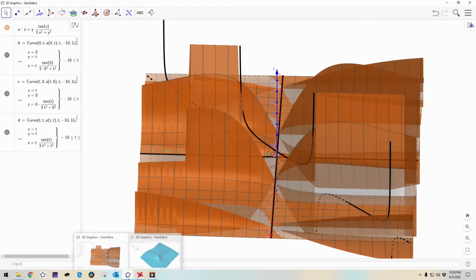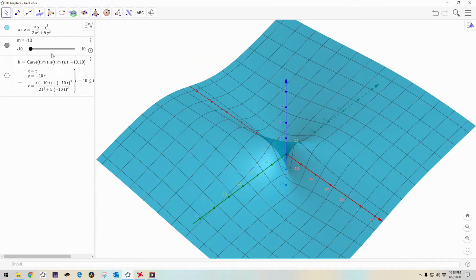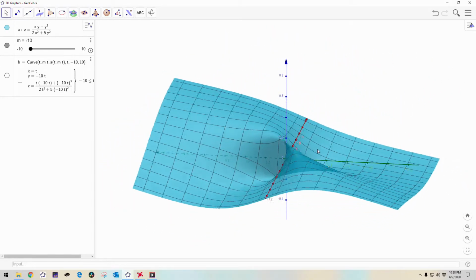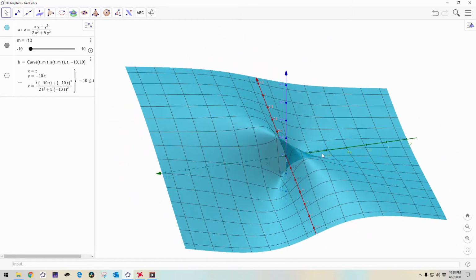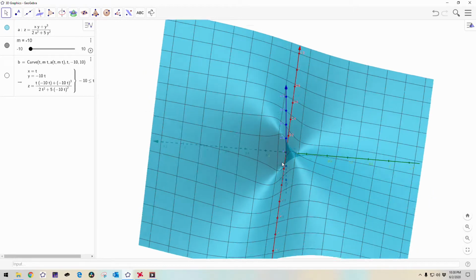Next, we also talked about this function right here, xy plus y cubed over 2x squared plus 5y squared. And what I've done is I've extremely zoomed in. As you can see, it's 0.2, 0.4, 0.6, 0.8, so on. So it's really zoomed in here, closer than a single unit, because I wanted you to see the wrinkle in the sheet. Do you see how it looks like somebody's grabbed the middle and just pinched it in different directions? You can see where it looks like it's been pinched here.